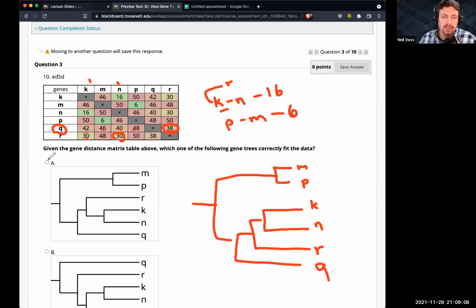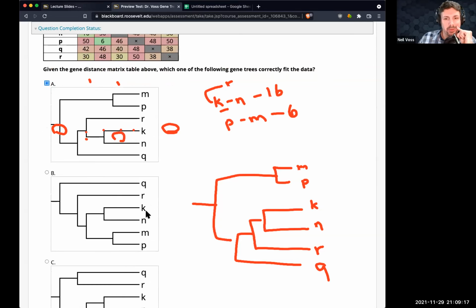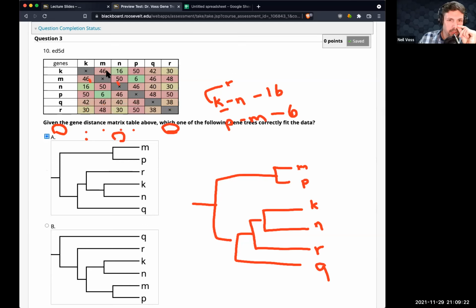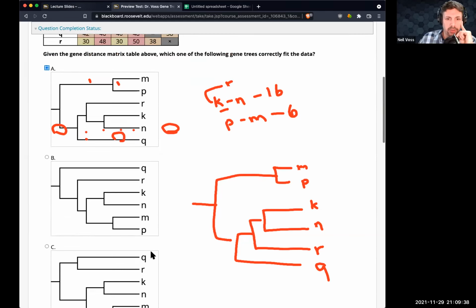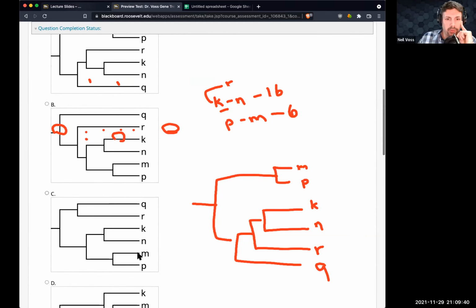This one here is the sample. I think I just drew A. Right. Let's see what's wrong with this. MP, KN. Those two don't seem to be too close together. So M to K is 46 and P to K is 50. P to N is 50. So those are pretty big numbers. They're not going to connect first between R and Q, which is the same problem with C.